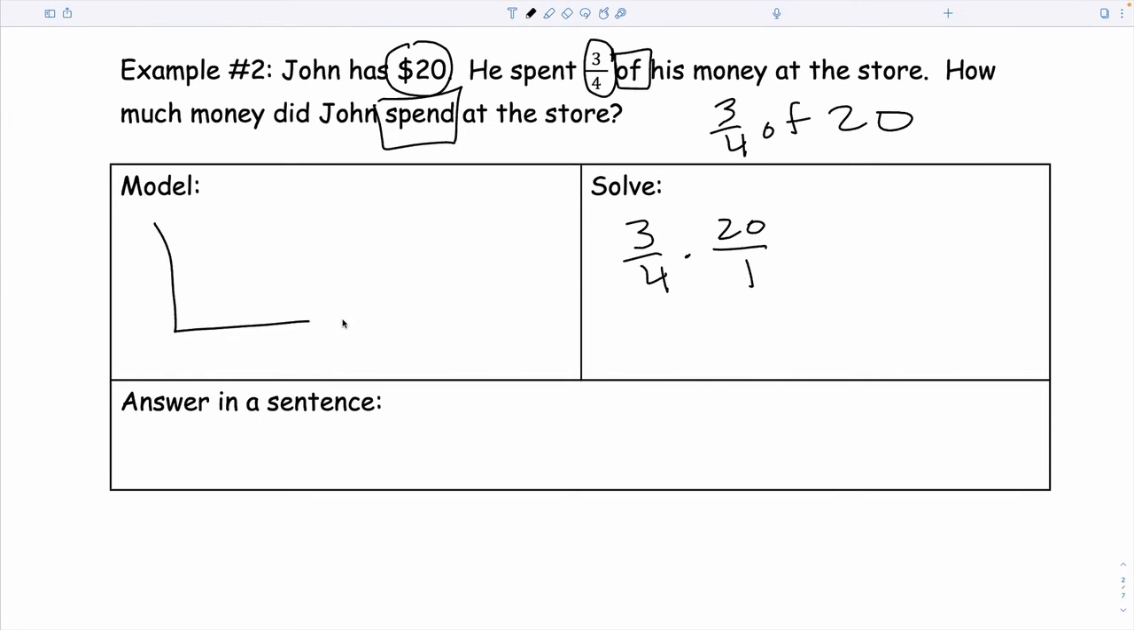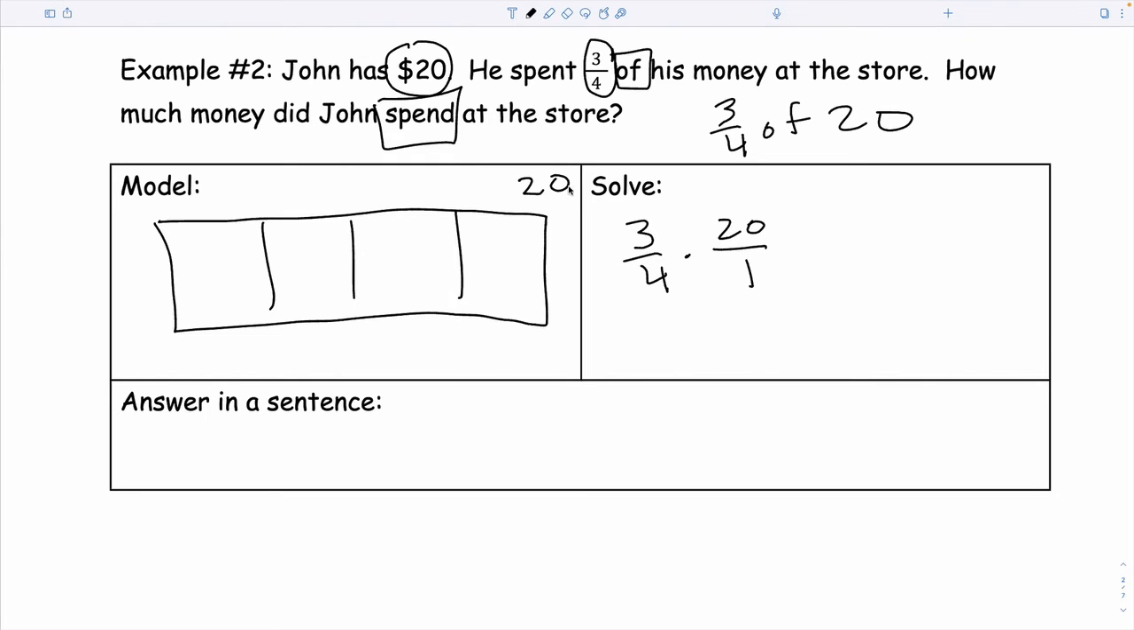Save this for later. We're going to do 2 more models, and then you'll basically be done with models for a while, unless it helps you. The whole thing equals 20. There are 4 sections. Well, how much does one section equal? Abraham, what is 20 divided by 4? Or what times 4 is 20? Good. So each section is 5. Let's fill it in. 5, 10, 15.